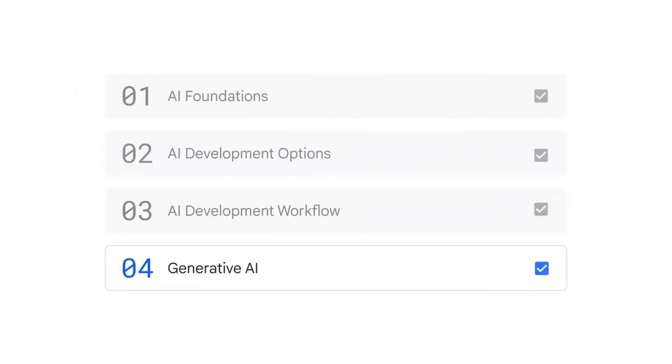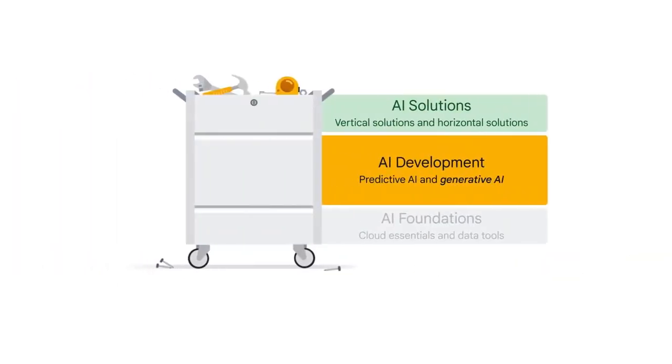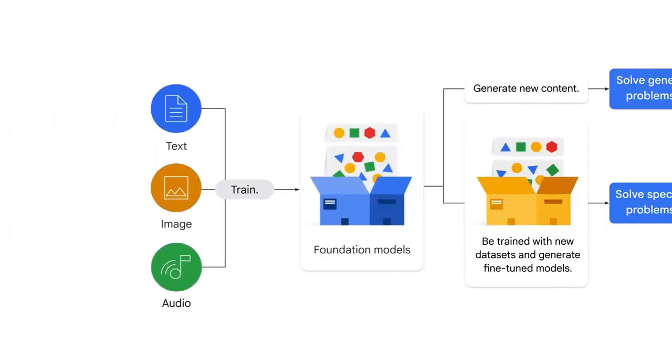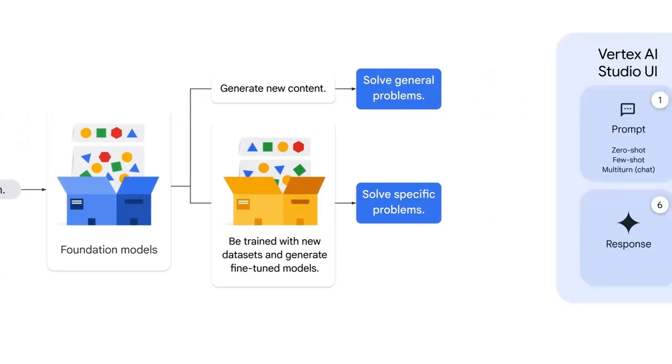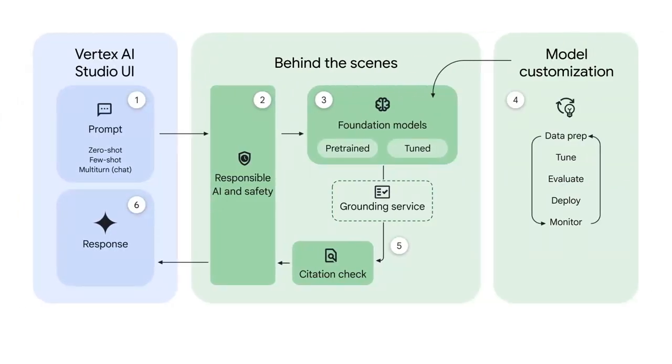In the final module, you were introduced to the most recent development in AI, generative AI. You explored the Gen AI development tools and the integration of the Gen AI capabilities into AI solutions. You began by understanding how Gen AI works. Through extensive training on vast amounts of data, foundation models like large language models, LLMs, are built. These models are capable of tackling general problems or can be fine-tuned to address specific issues. You then walked through the Gen AI workflow on Google Cloud.